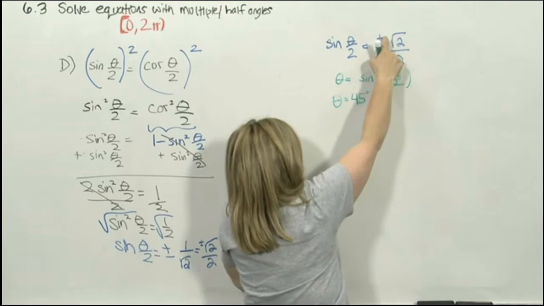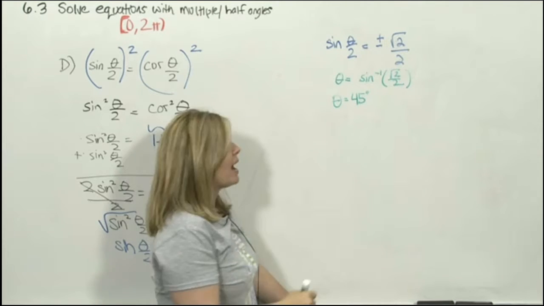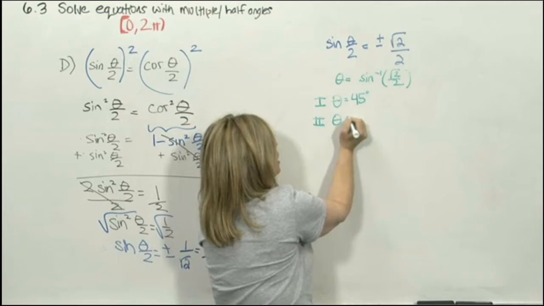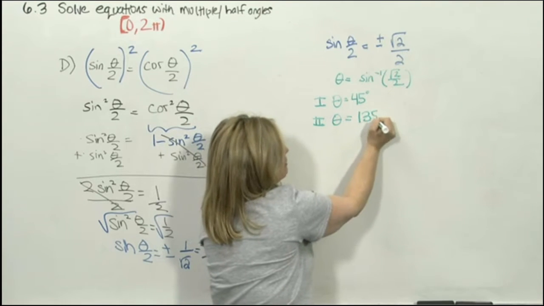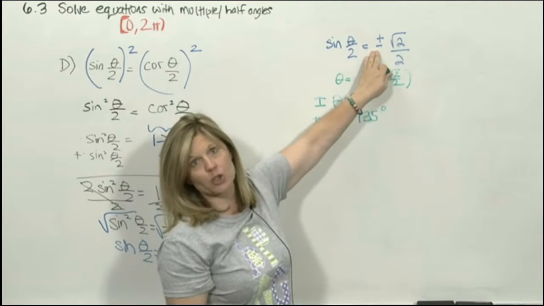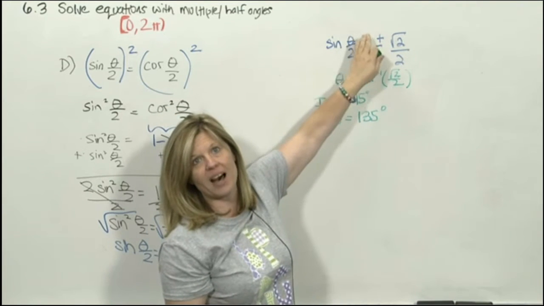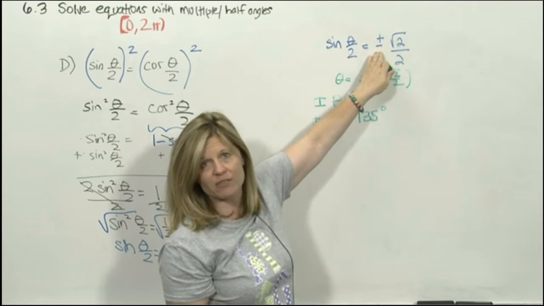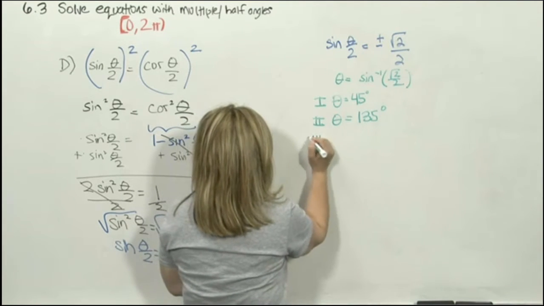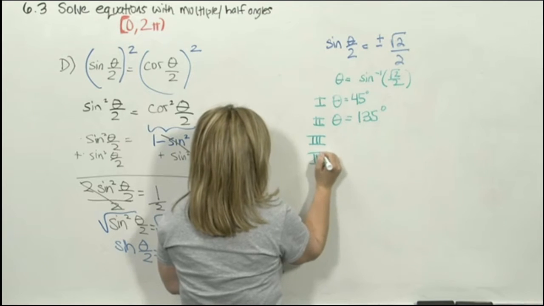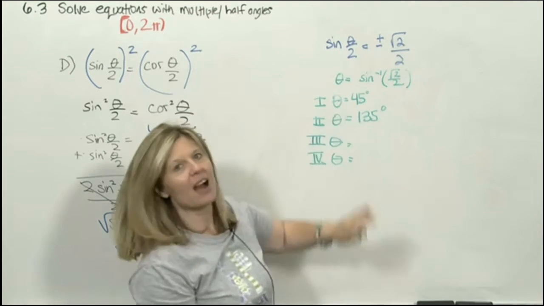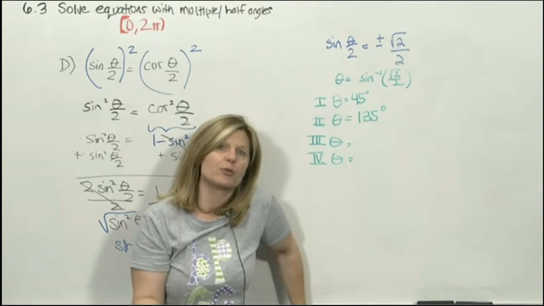Now, here's the catch. Theta is not just 45, because sine can be positive in both quadrants 1 and quadrant 2. So in quadrant 2, this would be 180 minus 45, 135. But because we did a square root, and square roots are both positive and negative, this fraction value is also negative, which means the angle could be in quadrant 3 for sine to be negative, or quadrant 4. So if the reference angle is 45 degrees, what would the angle in quadrant 3 be?